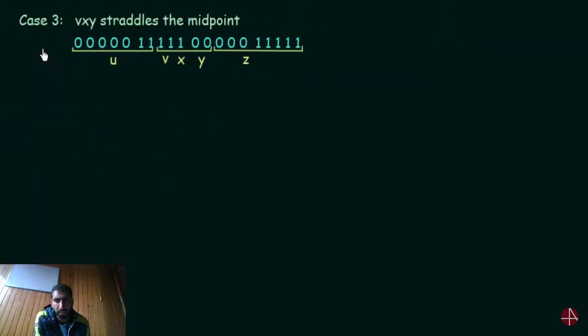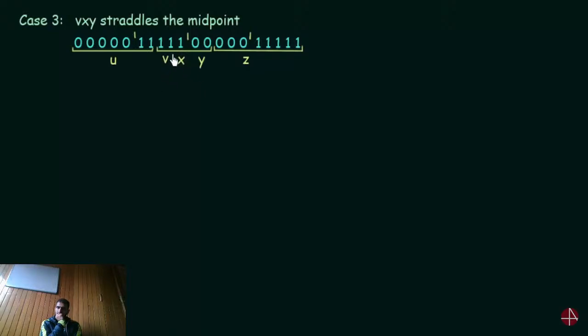Now here we come to case 3, which is our last case, and it says that the part Vxy straddles the midpoint. Now let's mark our boundaries again. This is my boundary, this is my boundary, this is my boundary, and this is the midpoint, the middle boundary of our string. It says that the part Vxy straddles the midpoint, so Vxy lies on either side of the midpoint. It lies this side and also this side. So if we divide it in this way, let's see if our conditions 1, 2 and 3 are satisfied or not.